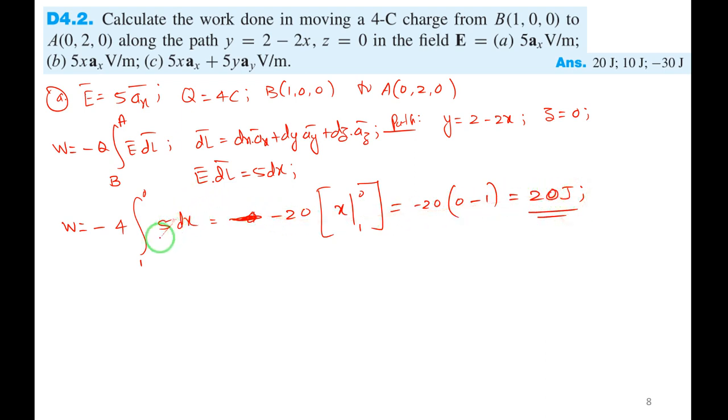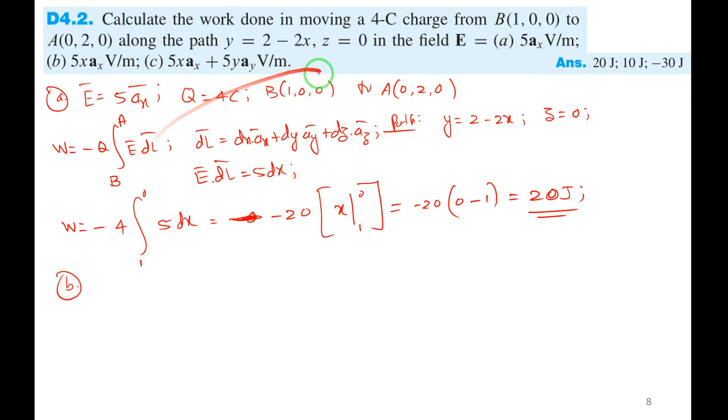You can ask where to use the path. See here, it is not having any variables here. If it is having 5y or something, y is this, we can substitute and make use of this, right? Anyhow, x is varying from 1 to 0 along dx, so no need to use the path. It is as good as moving along this path only, because I am using the same set of equations, right? Okay, next I will be taking part B.